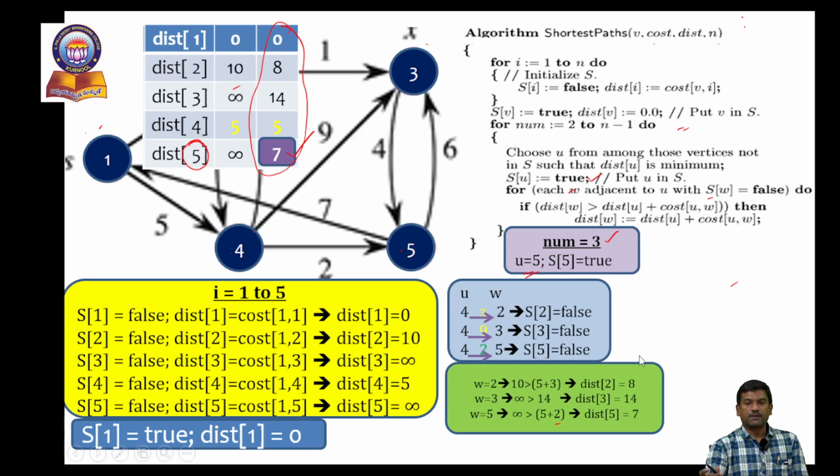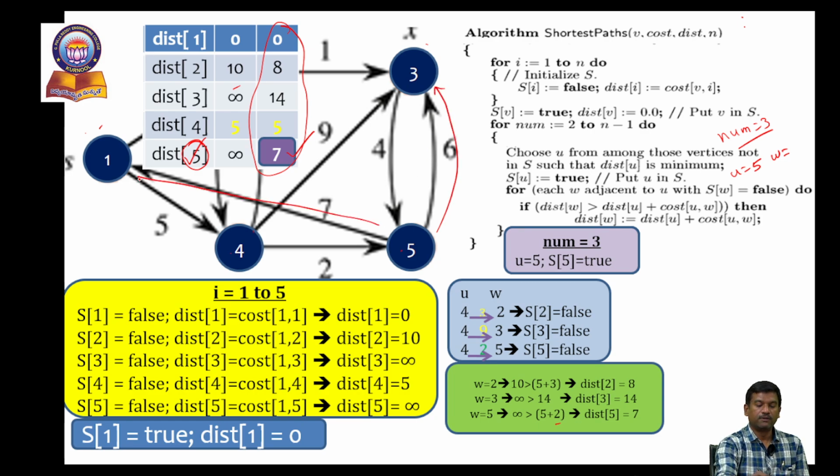And the next step, therefore, is for each w adjacent from u. So what happens? That is the u value. According to this step, when the value of num is equal to 3, the u value will be equal to 5. The same thing that we have considered. And from 5, what will be the values of the w's? From 5 we can reach 3, and from 5 we can reach 1. So there are two values of w. That is, 5 to 1 we can reach, and similarly 5 to 3 we can reach.